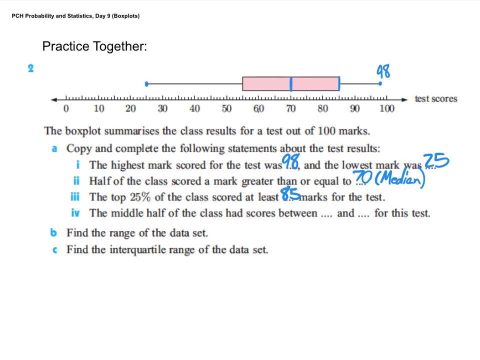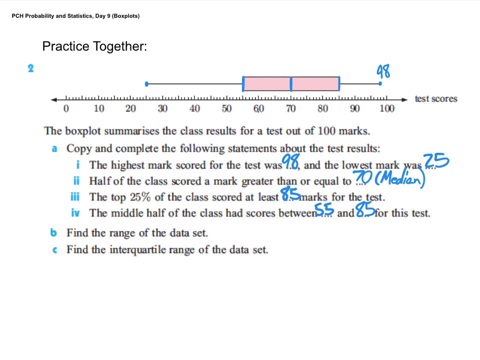And then, how did the middle half of the class do? 55 and 85. Okay, good. 55 to 85. Okay? 55 to 85. So half of the class scored between a high F and a solid B. Okay? Right.